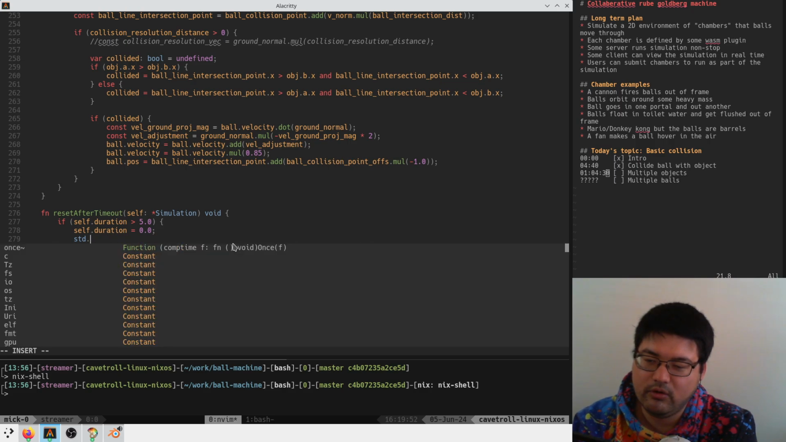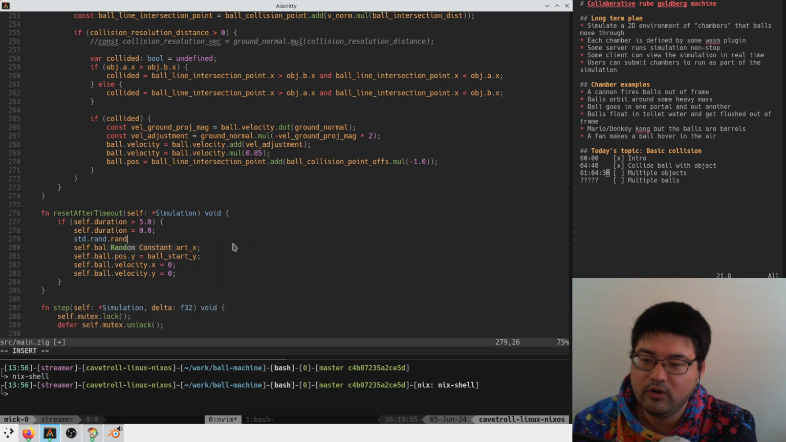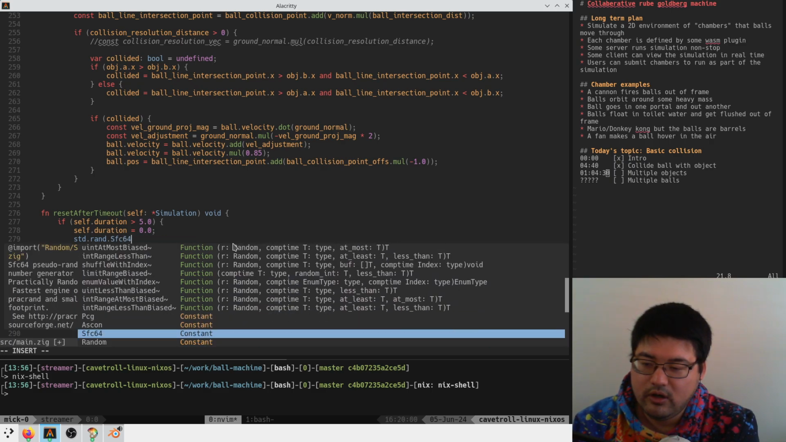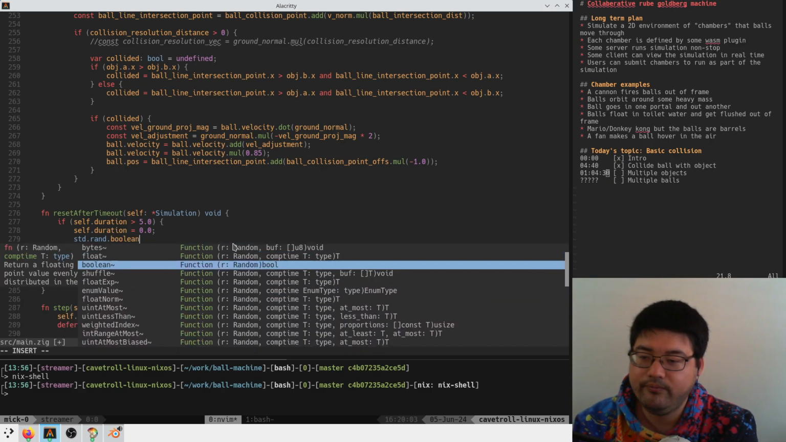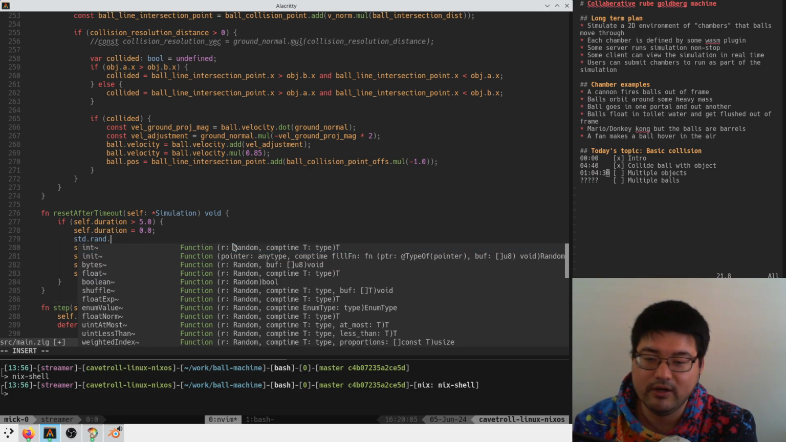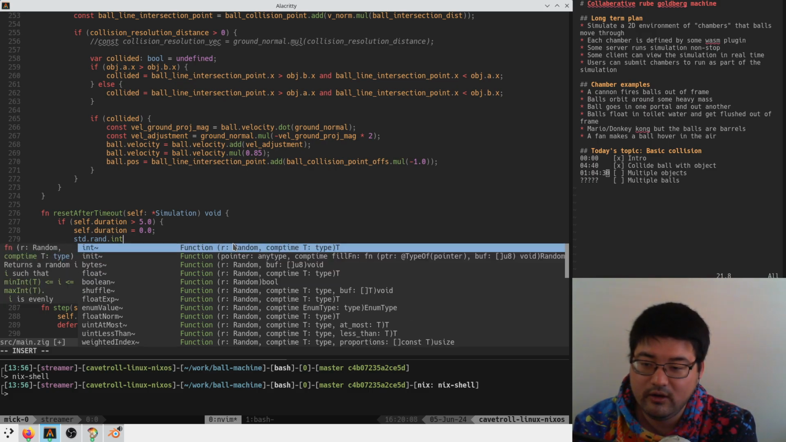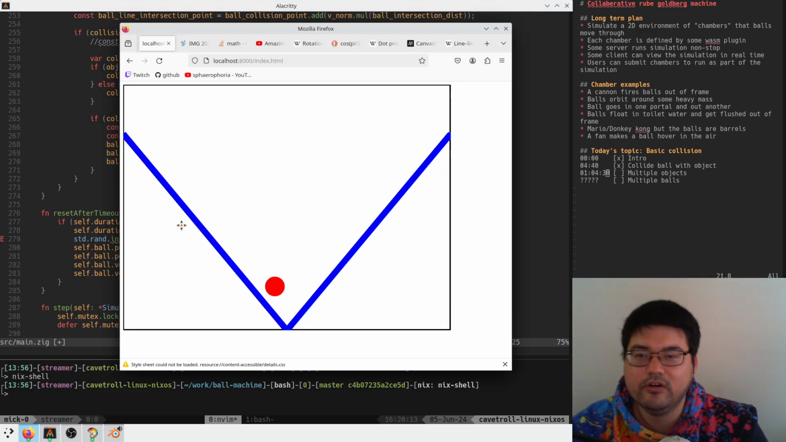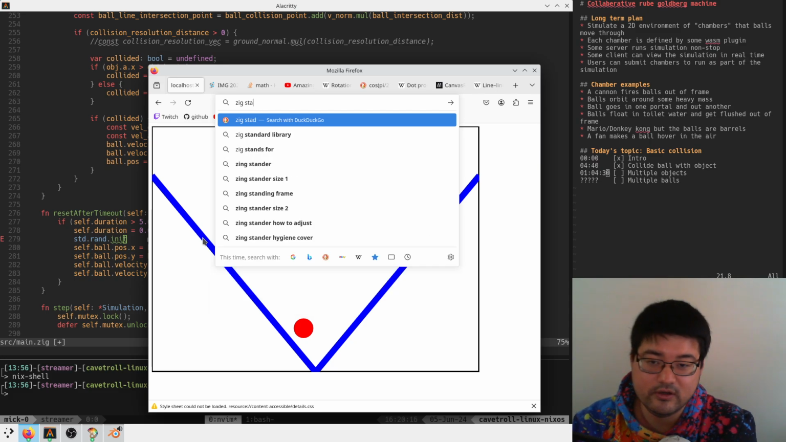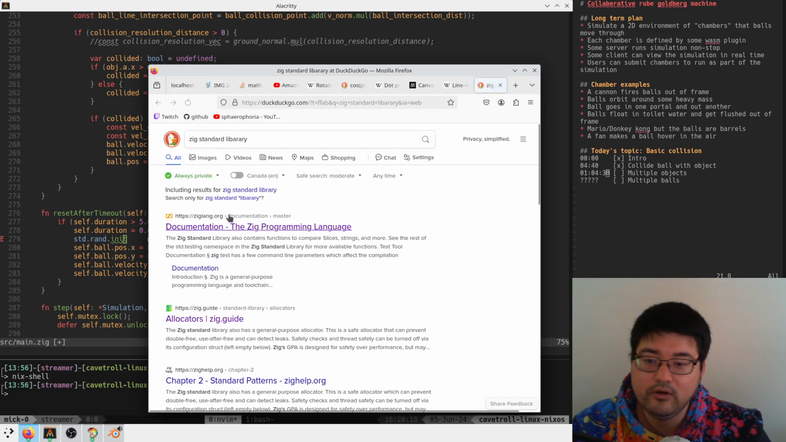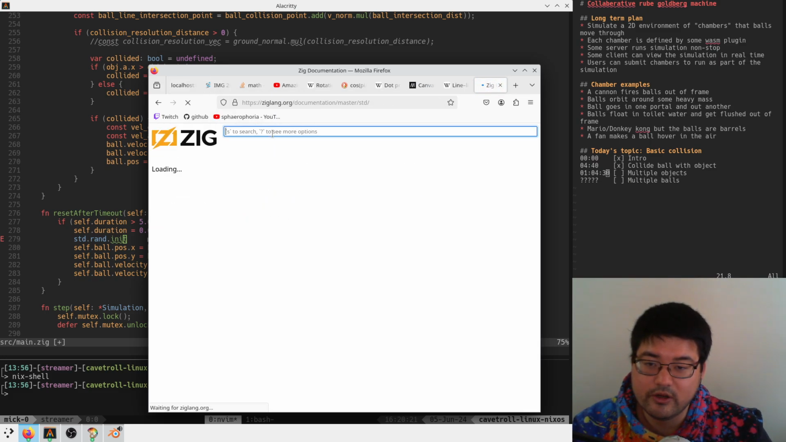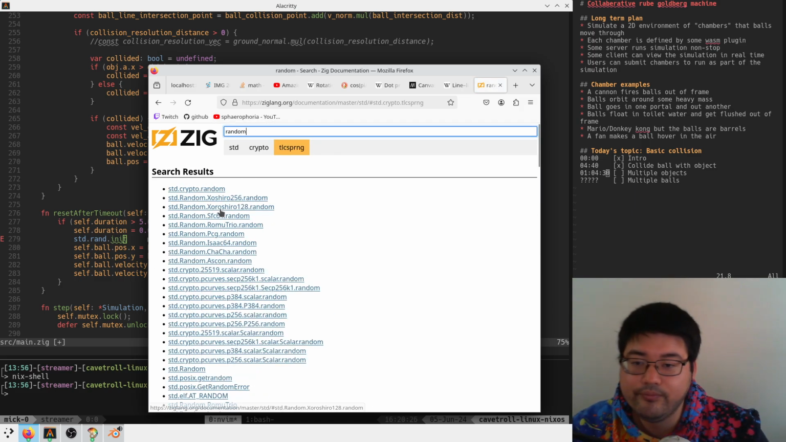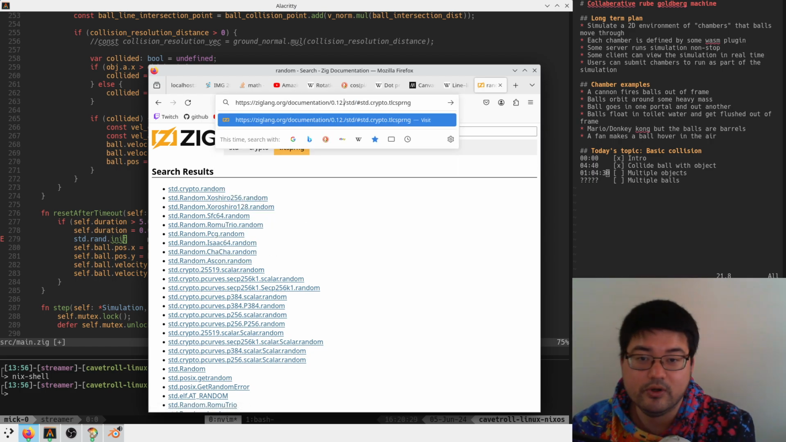Is there like a random? Is there just a random int, or random float? Float. I need to pass in a random. So I need to make a... How do I? Okay. Zig standard library. Let's look at random. Maybe it's 0.12.